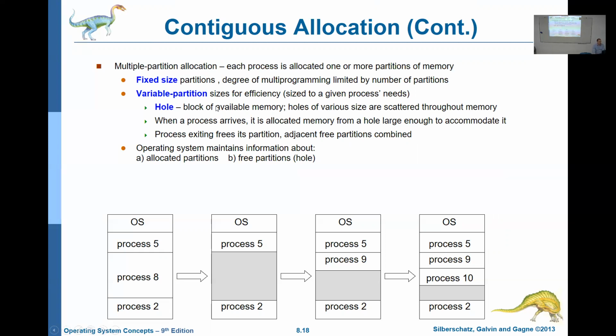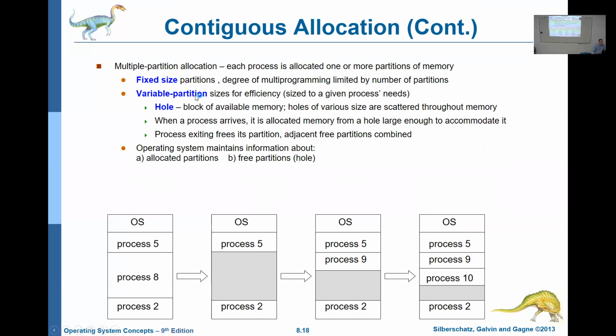Multiple partitions. Okay, so fixed size partitions. Degree of multi-programming is limited by the number of partitions. In other words, if we take our memory and divide it up into 10 pieces, then we can't have more than 10 processes running at a time, because each one is going to get a minimum of one section. So that's what I mean by the degree of multi-programming being limited by the number of partitions. But we could, of course, give one process more than one section. That's fixed size partitions.